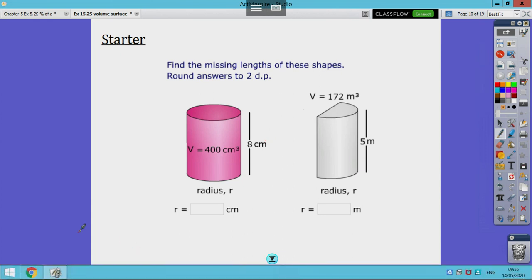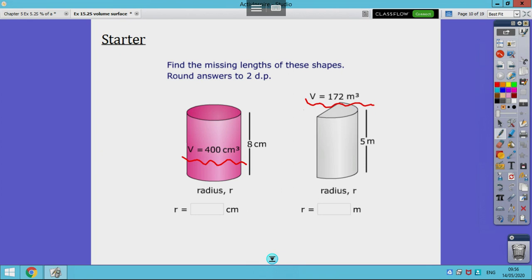So if you look here, you are actually given volumes of cylinders, and what you've got to do is work backwards to find the radius of each of them, okay? Now you're going to need your calculator for these because the answers need to be rounded to 2 decimal places.